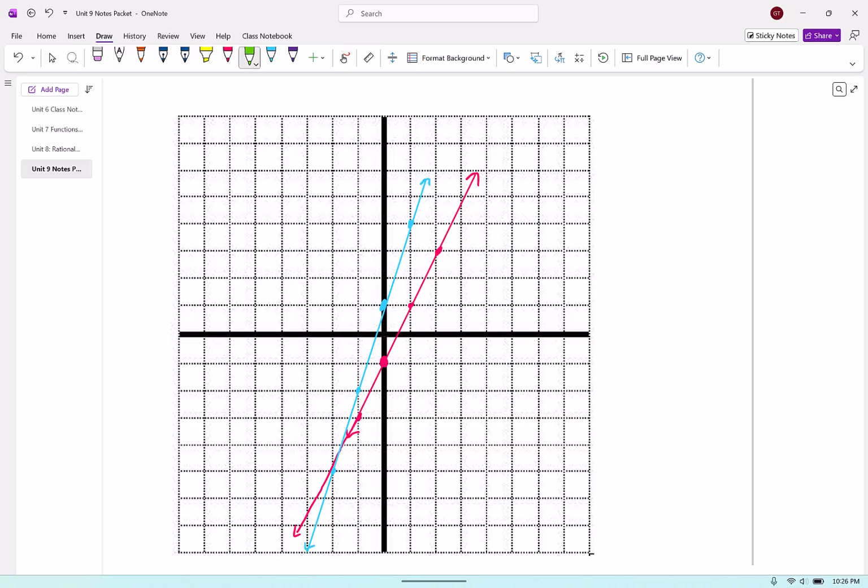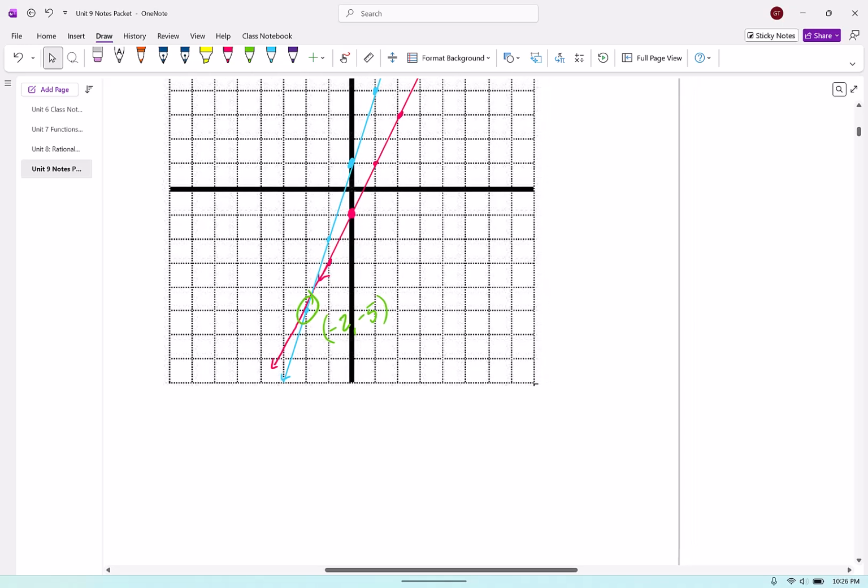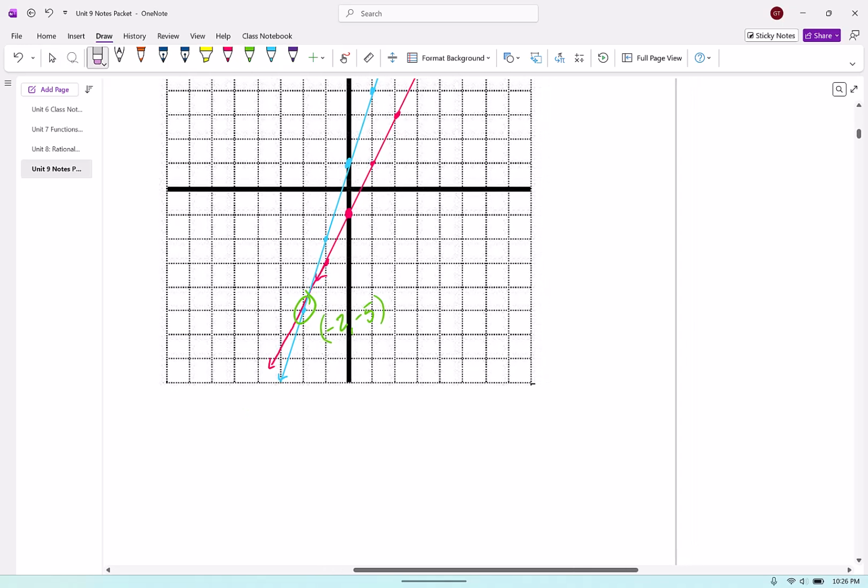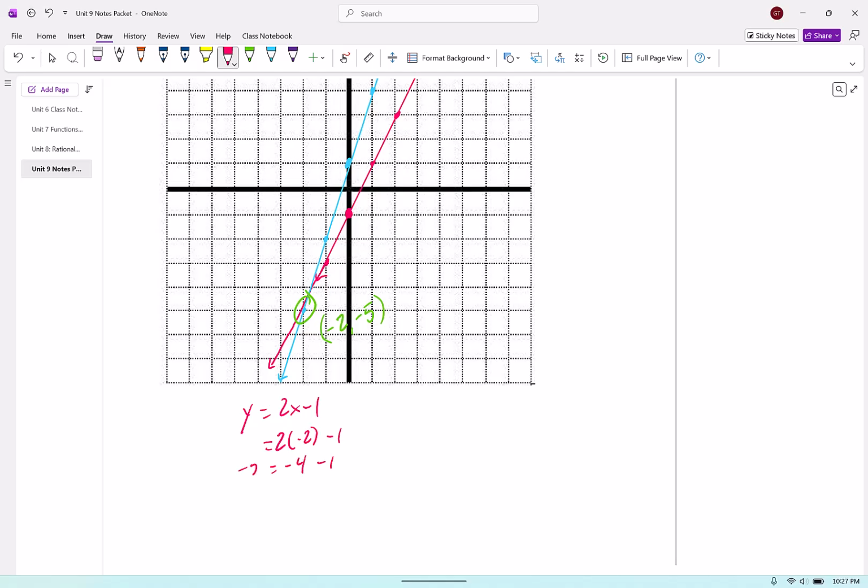All right, so our solution is right there. We get -2, and -5. If I had to check those real fast, I'll do y equals 2x minus 1. So I got 2 times -2 minus 1, which gives me -4 minus 1. That gives me -5. Check.